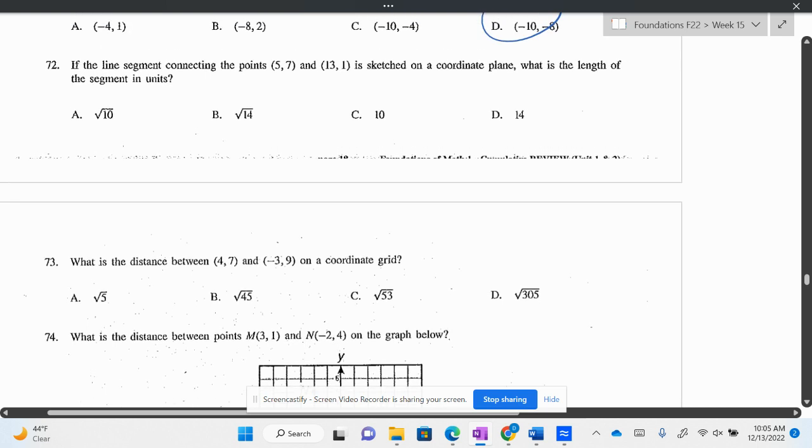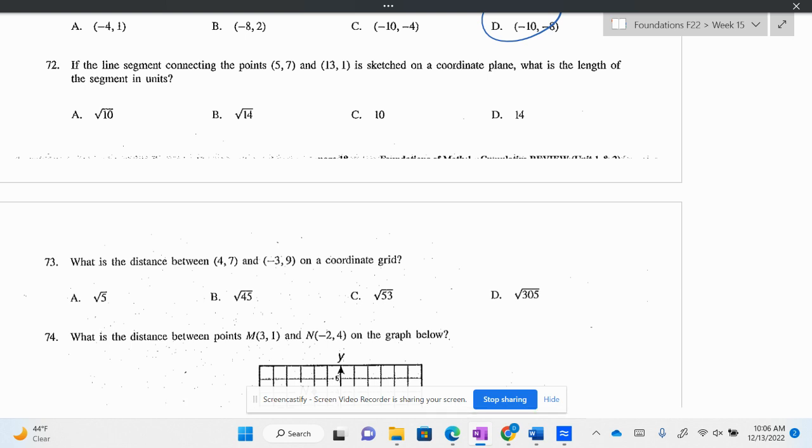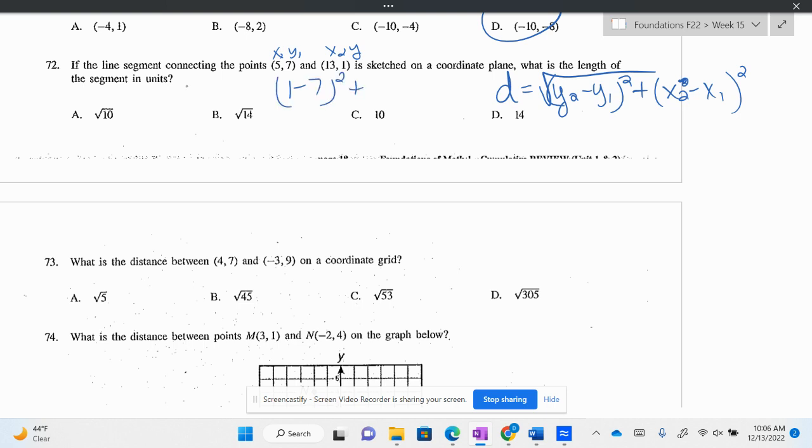If the line segment contains these 2 points and it's sketched on the coordinate plane, what is the length of the segment in units? This is the distance formula. Distance equals the square root of y2 minus y1, the quantity squared, plus x2 minus x1, the quantity squared. So let's see, x1, y1, x2, y2. So 1 minus 7 squared plus 13 minus 5 squared.